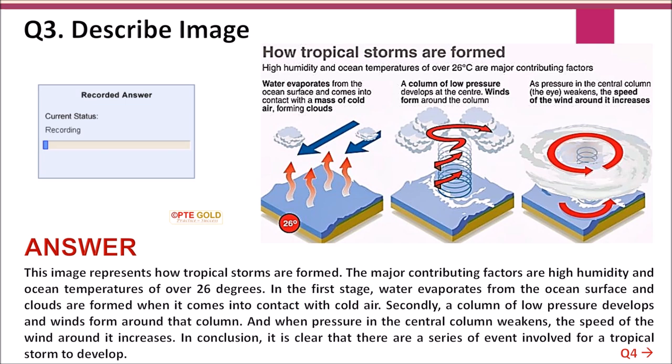This image represents how tropical storms are formed. The major contributing factors are high humidity and ocean temperatures of over 26 degrees. In the first stage, water evaporates from the ocean surface and clouds are formed when it comes into contact with cold air.